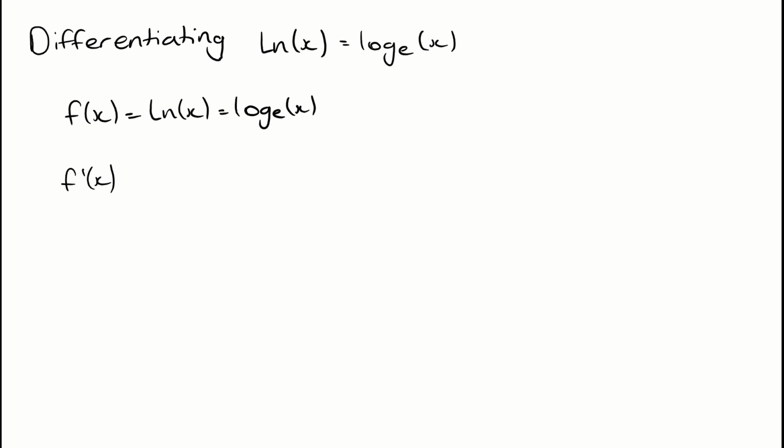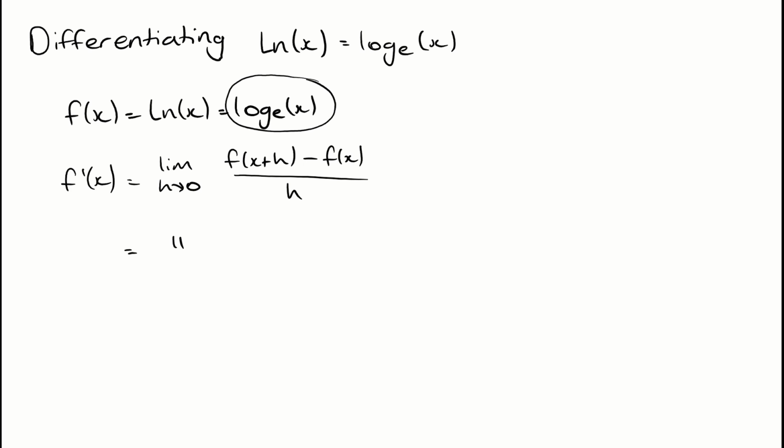prime of x, would be equal to the limit as h tends towards 0 of f of x plus h subtract f of x divided by h. Now if I start to substitute some values in here, now instead of writing the limit as h tends towards 0 each time, I'm just going to put a couple of dashes to show that that's continuing down the page. Now f of x plus h, well, I take my function of x, and everywhere I see an x, I'm going to put an x plus h.